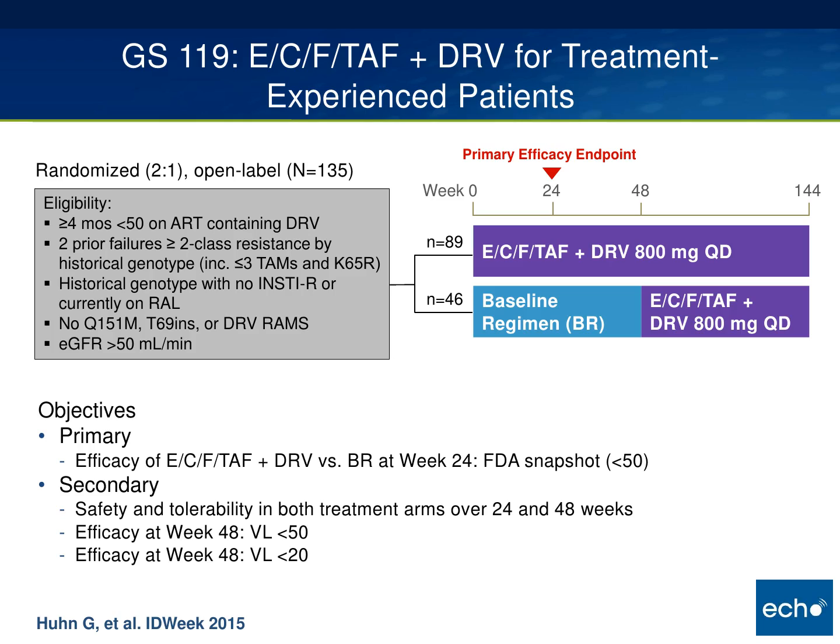I do want to mention one that's a little different, and that's GS119. This was in treatment-experienced patients with drug resistance who had had prior virologic failure, and they were randomized to stay on their current regimen or switch to a 2-pill combination of ECF-TAF plus 800 milligrams of darunavir. Now, the caveats here: they could not have integrase mutations, or they had to be on raltegravir with an undetectable viral load. They could not have more than 3 TAMs, and they could not have any darunavir mutations, so that once daily darunavir was appropriate for them.